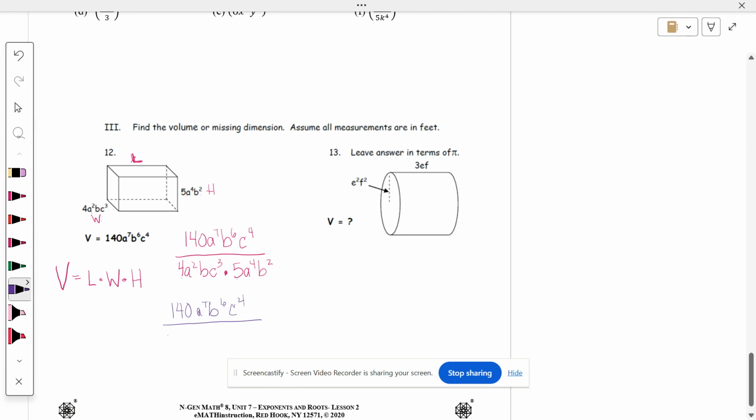Let's see, 4 times 5 is 20. a squared times a to the 4th gives me a to the 6th. b to the 1st times b squared is b cubed, and c cubed. So this is what you're working with. You still need to simplify this, okay? So that's a hint on your homework.